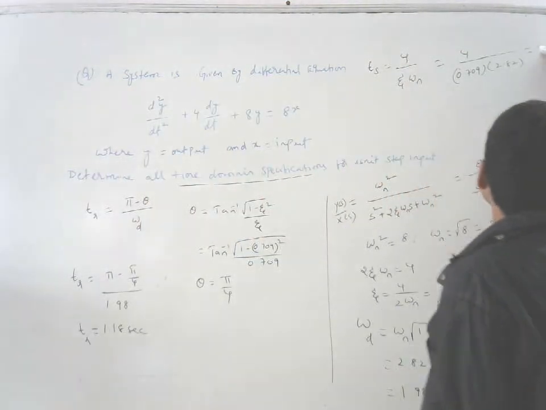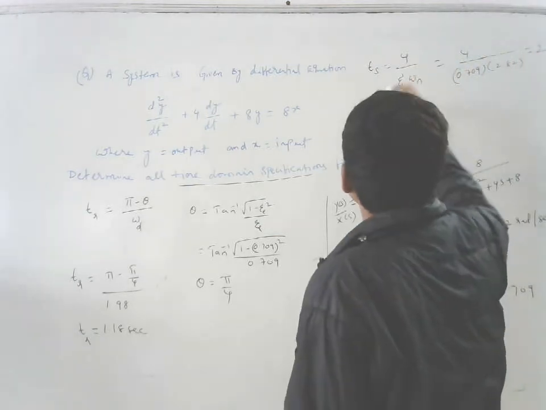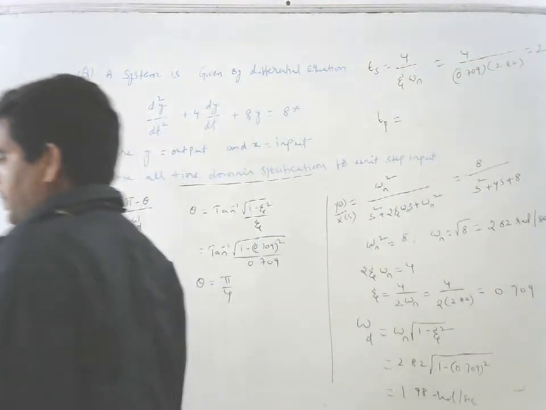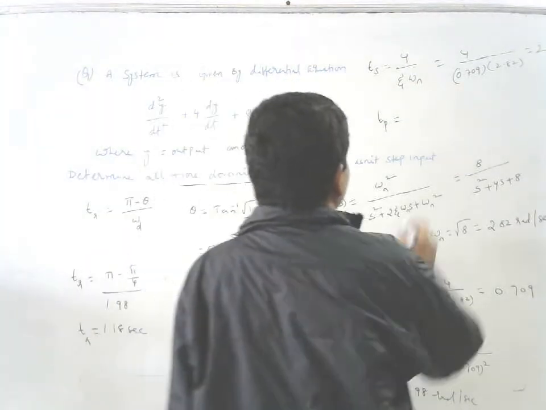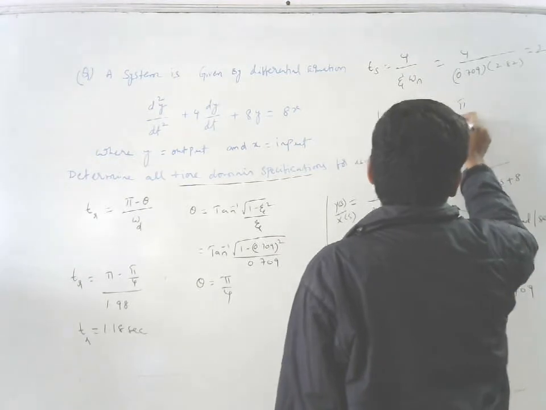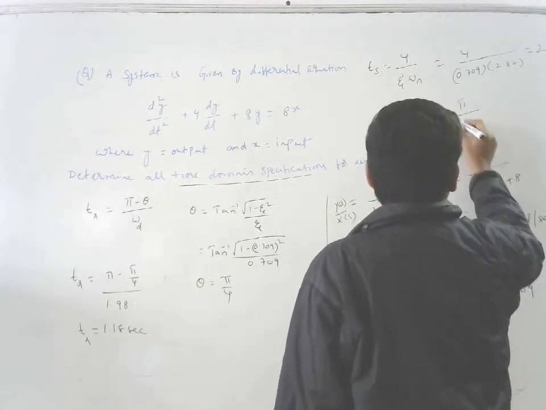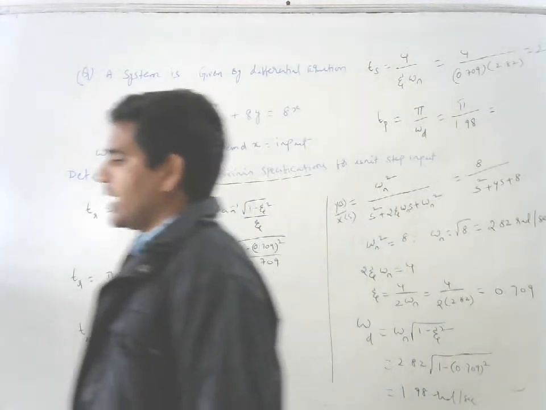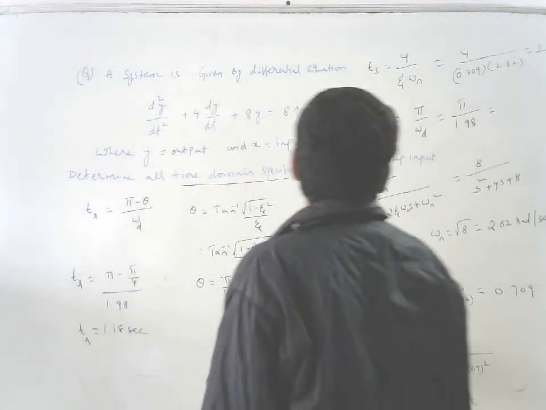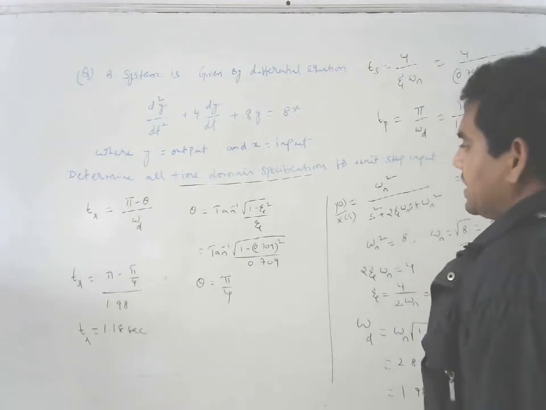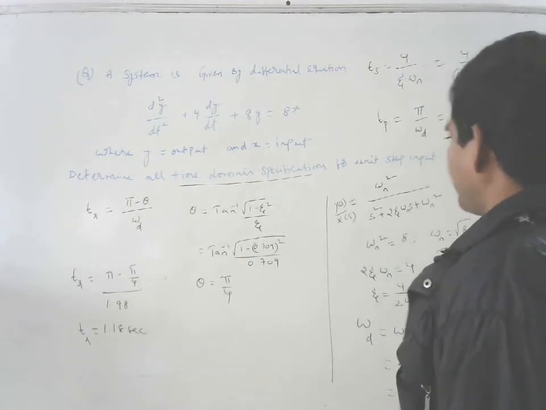And next one is peak time. What is the peak time? Pi by omega d. That means pi divided by omega d value 1.98. What is the peak time value we get? 1.58. And next, delay time also we can find.